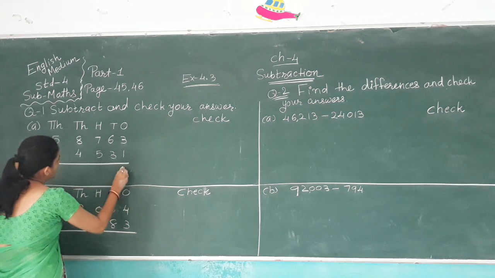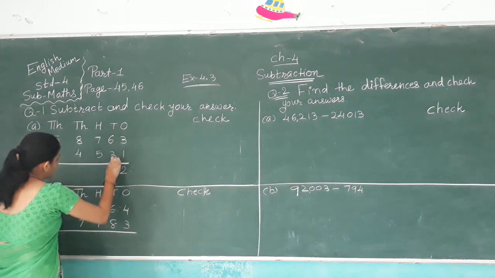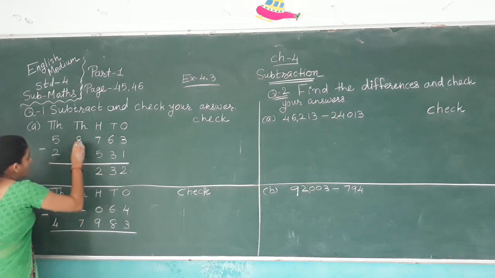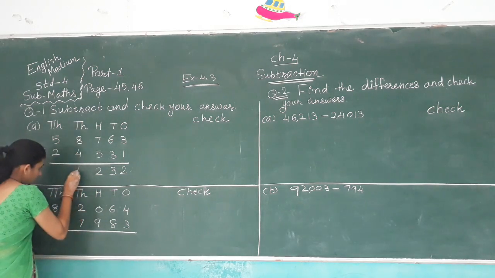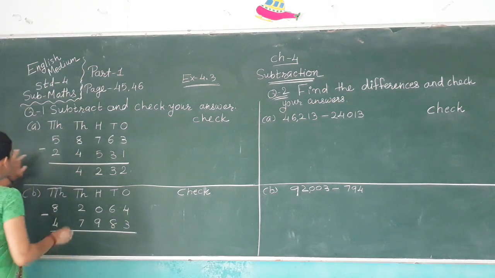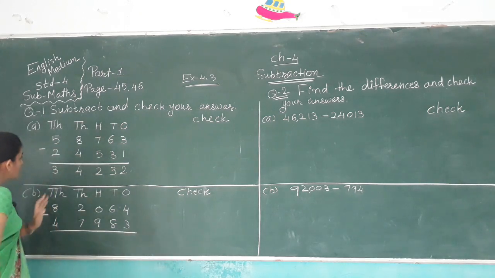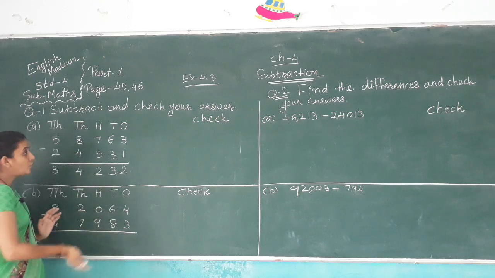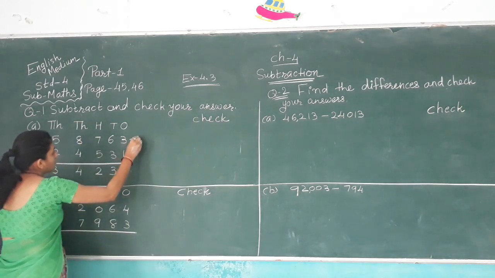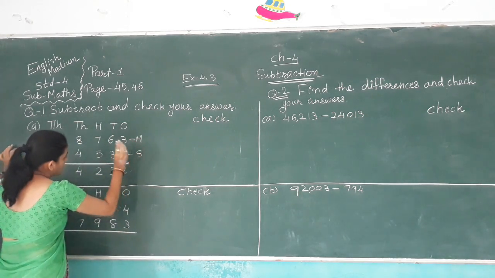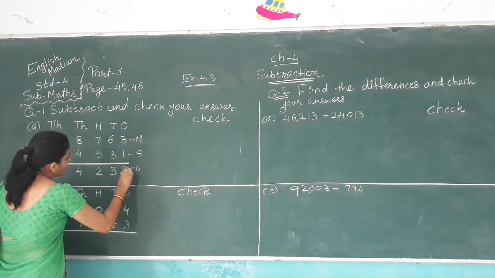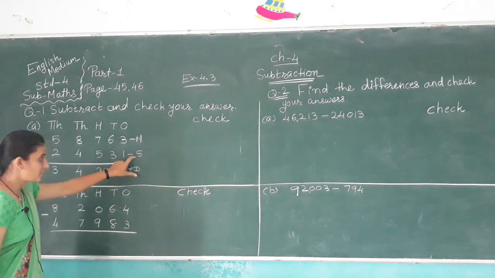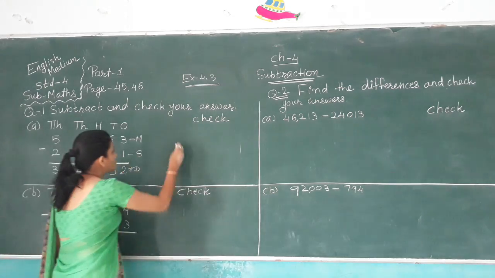3 minus 1, 2. 6 minus 3, 3. 7 minus 5, 2. 8 minus 4, 4. And 5 minus 2, 3. Now check the answer. Is this answer correct or incorrect? How to check it? This one is called minuend, this one is called subtrahend and this one is called difference. So minuend is equal to difference plus subtrahend. Difference plus subtrahend.